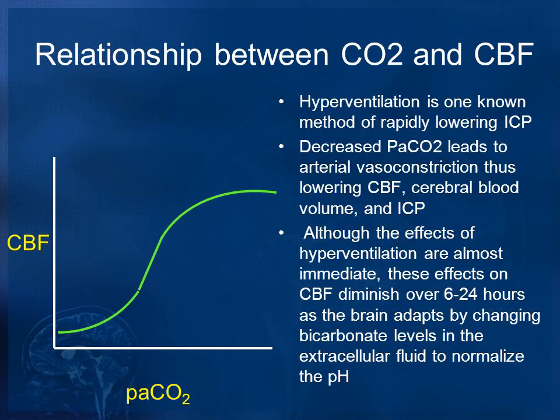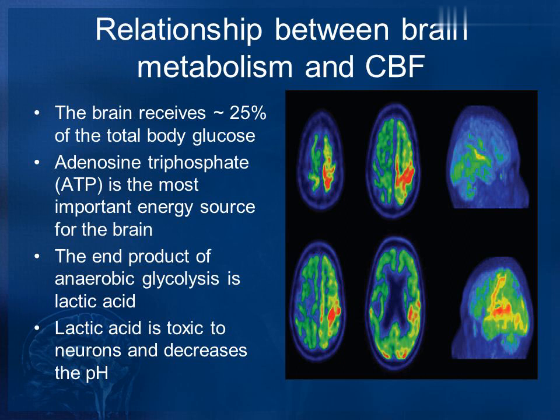Relationship between CO2 and CBF. Hyperventilation is one known method of rapidly lowering ICP. Decreased PaCO2 leads to arterial vasoconstriction, thus lowering CBF, cerebral blood volume, and ICP. Although the effects of hyperventilation are almost immediate, these effects on CBF diminish over 6 to 24 hours as the brain adapts by changing bicarbonate levels in the extracellular fluid to normalize the pH.